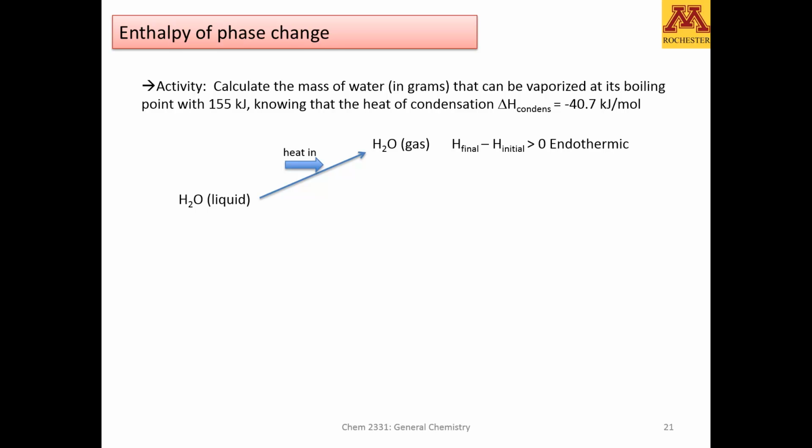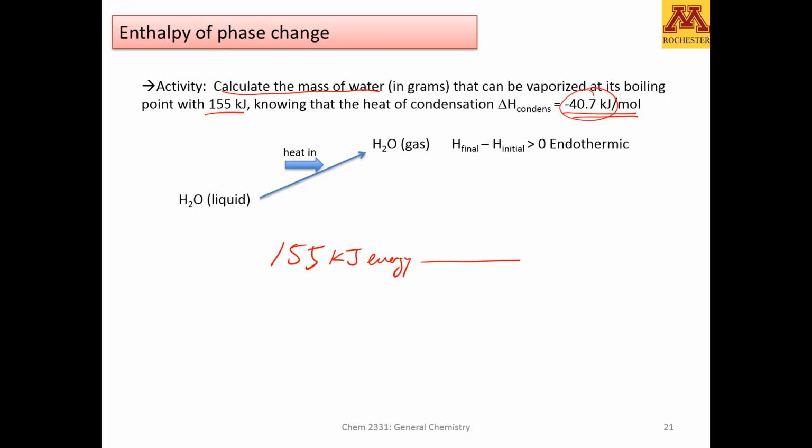First, let's try to understand what the relationship between heat and mass is. In this case, it's asking how much mass of water, in grams, can be vaporized at its boiling point with this much heat. Well, what does this tell us? This tells us that for 1 mole of water, you need to provide this much heat to vaporize it. So it's asking for how much mass. I have this much heat, these many kilojoules of energy, that I want to use to vaporize water.